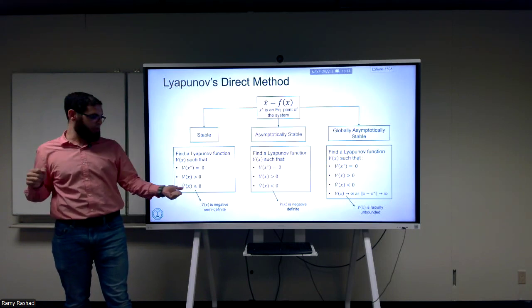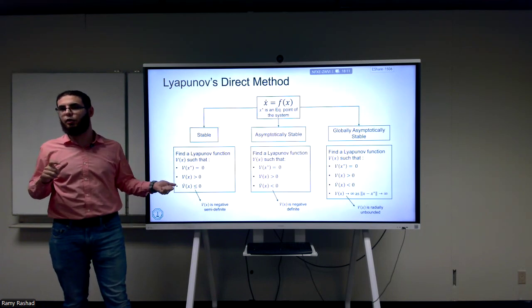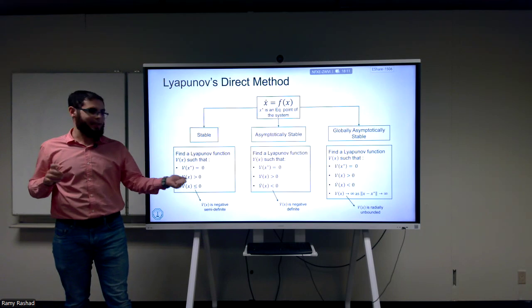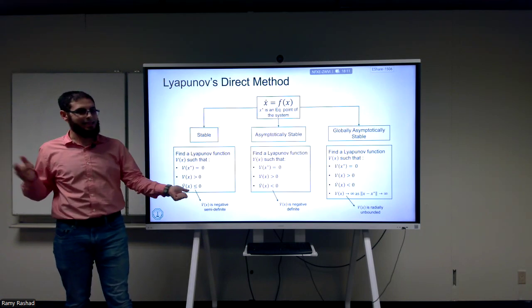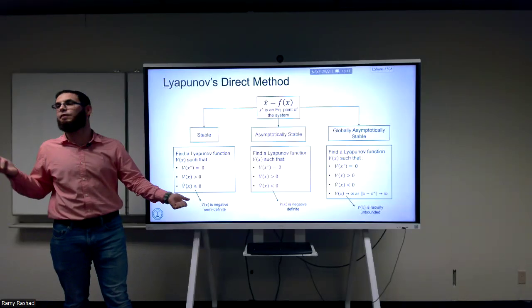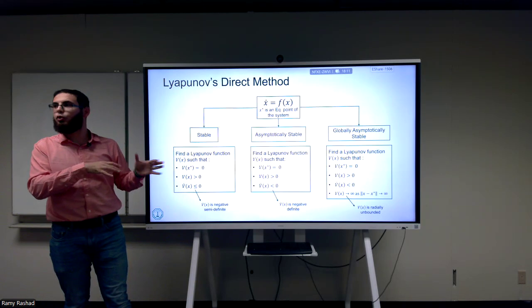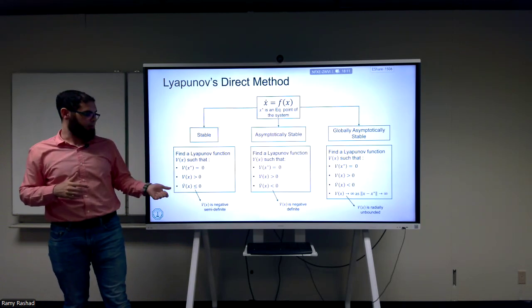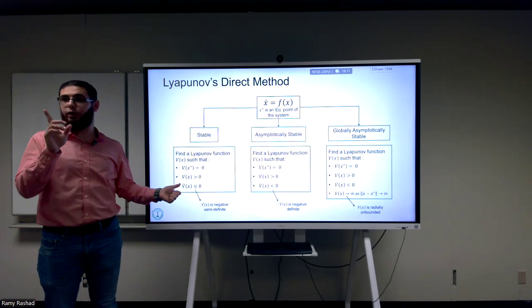Less than or equal to 0 means that this is a negative semi-definite function. This is just a terminology. So if v of x is greater than 0, we say it's a positive definite function. If v dot of x is less than or equal to 0, then we say it's a negative semi-definite function. And I'm going to show you how we can check later on with some examples. If you can find the Lyapunov function, and this is the point.